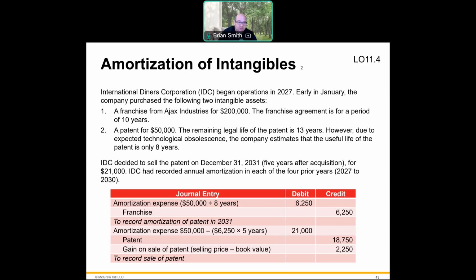Okay. So we should have in the second journal entry here, we should have, see, I don't even know why a franchise. I think somebody was high when they did this slide. They were like on something. A franchise from Ajax Industries. Oh, the company purchased the following two intangibles. Okay, now at least that makes more sense. But it still doesn't matter because 200,000 franchise agreements for a period of 10 years.